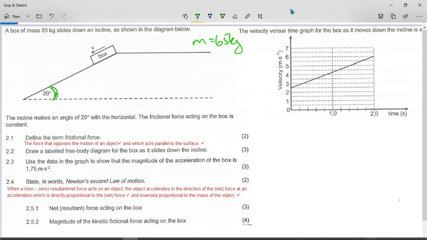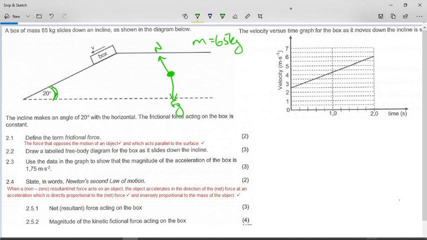Now it says draw a labeled free body diagram for the box as it slides down the incline. There are 3 marks we will need, 3 arrows. So the first thing that we have is the weight of the box acting downwards. The box is on the slope, because it's sliding down the incline. So if there's the slope, we have a surface and an object. There will be the normal force acting at right angles to the slope.